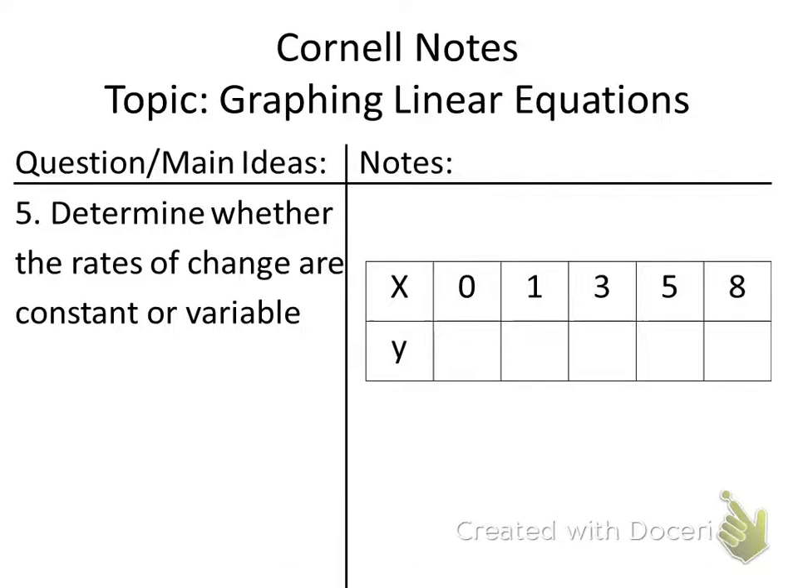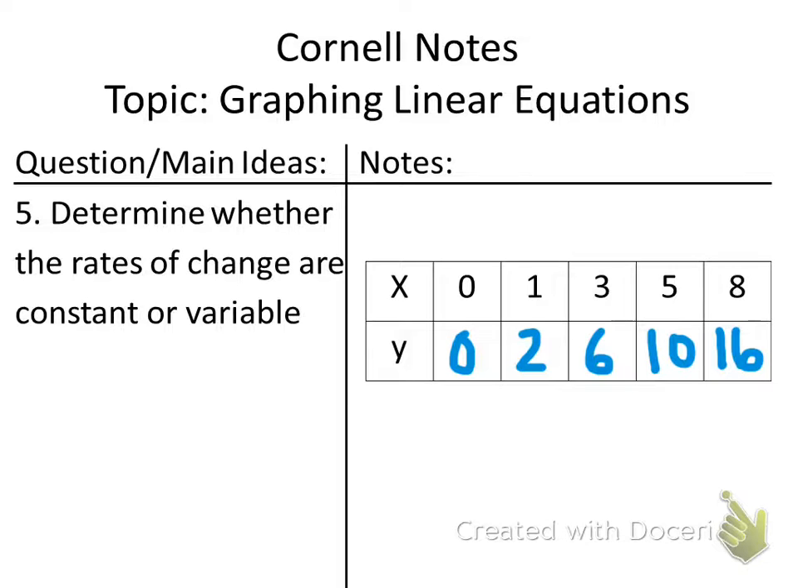Okay, question number 5. Determine whether the rates of change are constant or variable. Okay, so I have the numbers 1, 0, 1, 3, 5, 8, and I need to determine whether this is constant or variable by finding the differences. Well, we know that these are the x's and the y's corresponding are 0, 2, 6, 10, and 16. Now I need to find the difference between these.